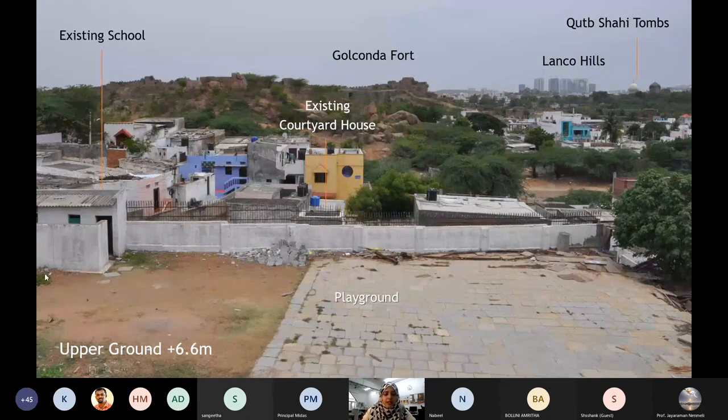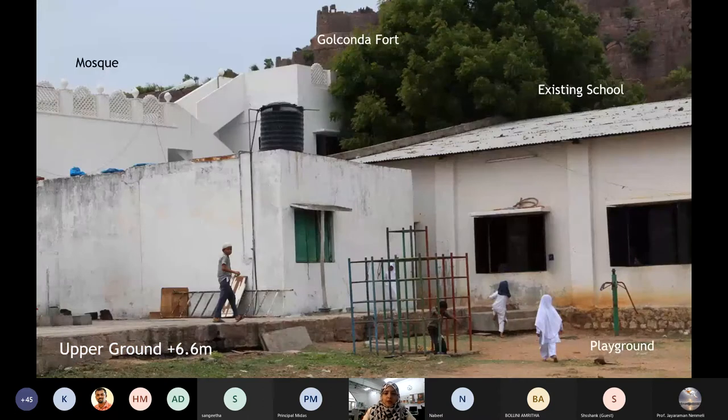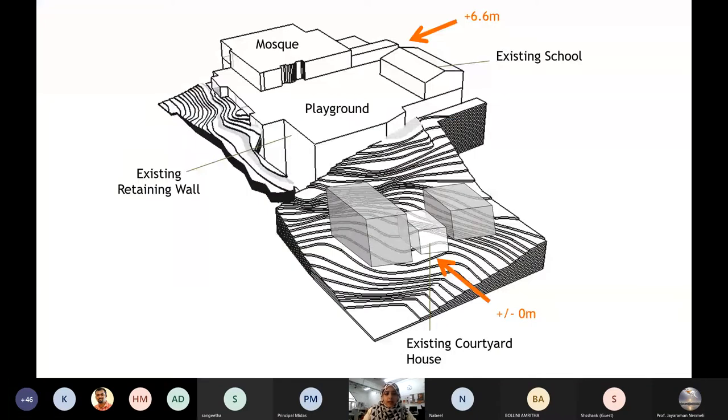On the left side was the existing school, the existing courtyard house below, and in the background, the majestic Golconda Fort, Lanco Hills, and Qutub Shahi tombs. If you're on the playground and turn around, you can see the Golconda Fort all around you, because you are inside the fort. You see the fort walls all around you. You have the existing school, which was just a large hall with partitions in it, and the existing mosque. This is how the site was laid out.